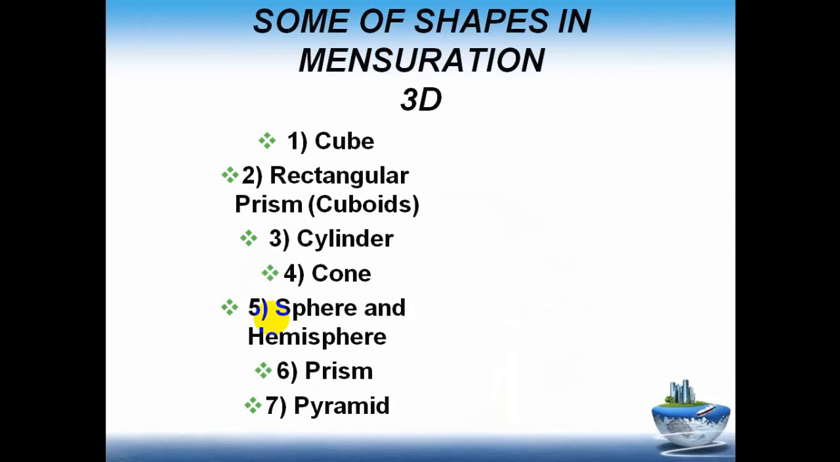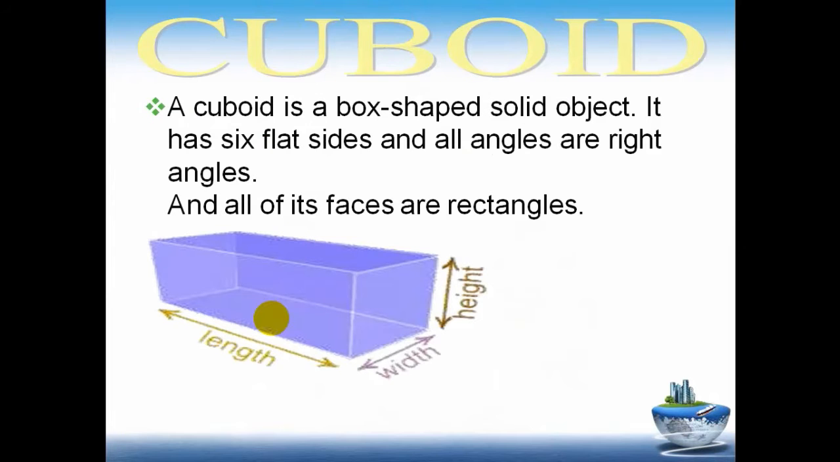Now, some of the shapes and mensuration in 3D shapes are cube, rectangular prism, cylinder, cone, sphere, hemisphere, prism, and pyramid. The cuboid shape. A cuboid is a box-shaped solid object. It has 6 flat sides and all angles are right angles, and all of its faces are rectangles. So this is a cuboid shape: length, width, and height.